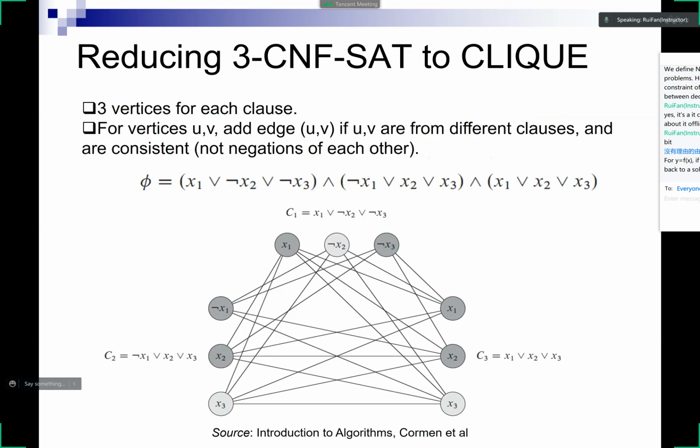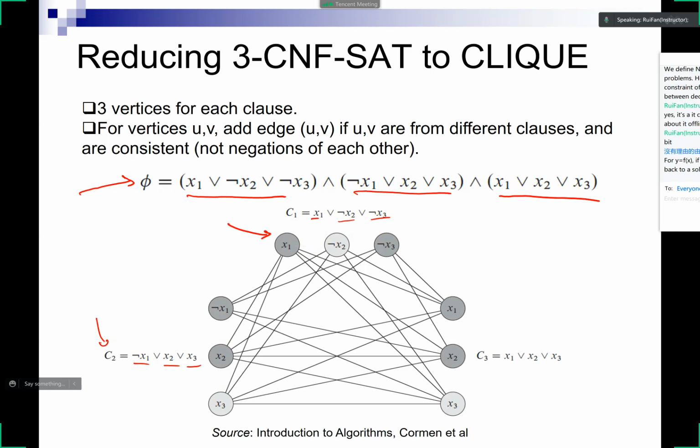An example would be you start with this formula phi over here. For each clause, and we have three clauses, we're going to make three nodes. For example, for the first clause, we have x1, not x2, and not x3, and we're going to label them this way. Likewise for the second clause, we make three nodes, exactly corresponding to the literals. So in total we're going to have 9 nodes.